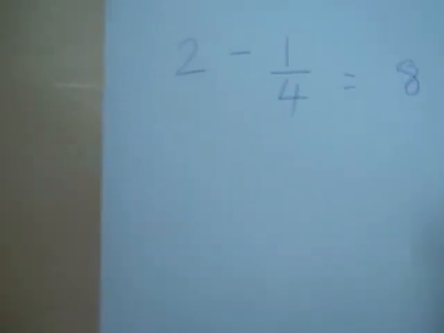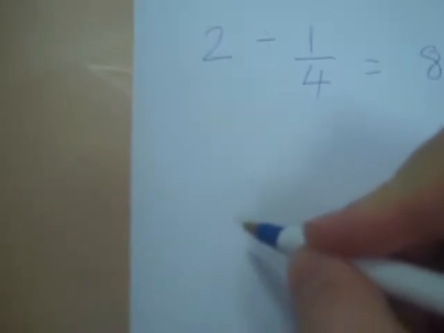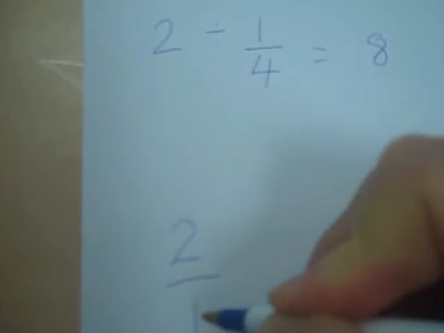Now how do we do that mathematically, or how do we do that without the blocks? Well, whenever we've got any whole number, the whole number is equivalent to writing 2 over 1. Okay, I haven't changed it, I haven't made it bigger or smaller, I've just written it in another way, in fraction form, as an improper fraction.